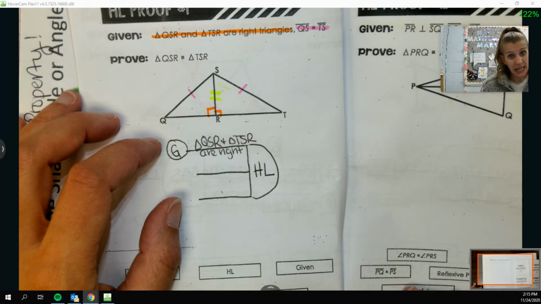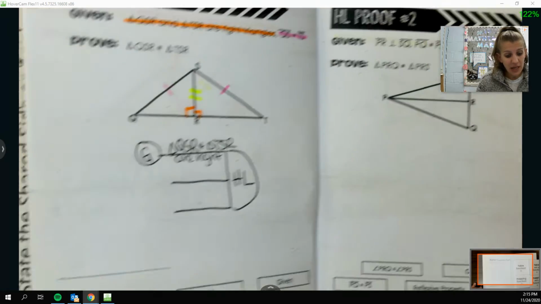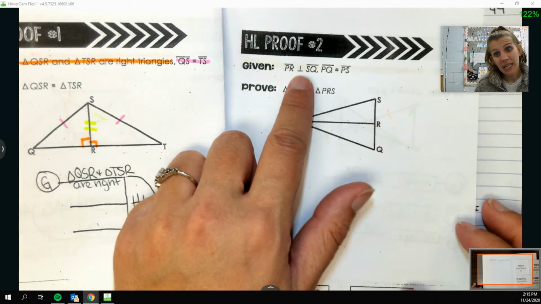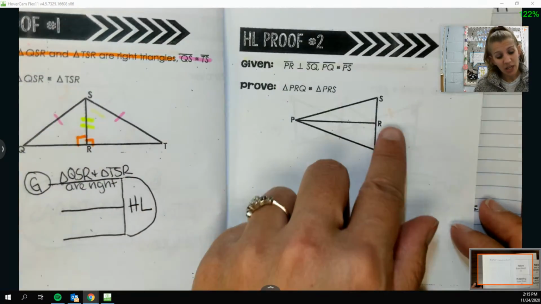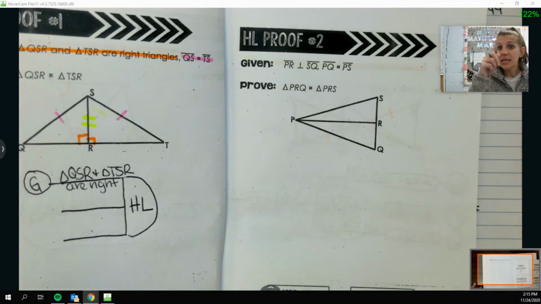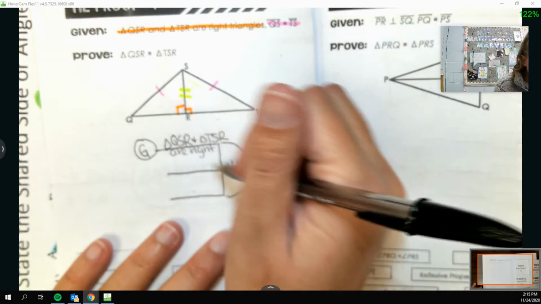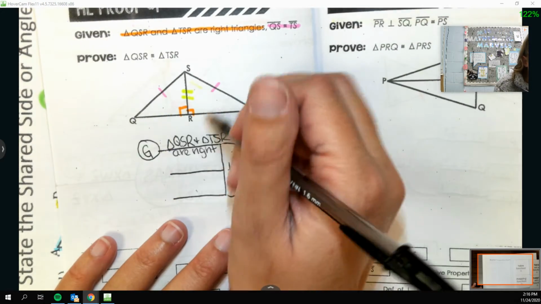The other thing that I need is that they're right triangles, and if they don't give that to me, maybe they tell me that something is perpendicular, which then gives me a right angle, which makes them right triangles. So in that case, my squid tentacle would have a little bit more on it. But then I need that the hypotenuses are congruent, which are my pink lines.